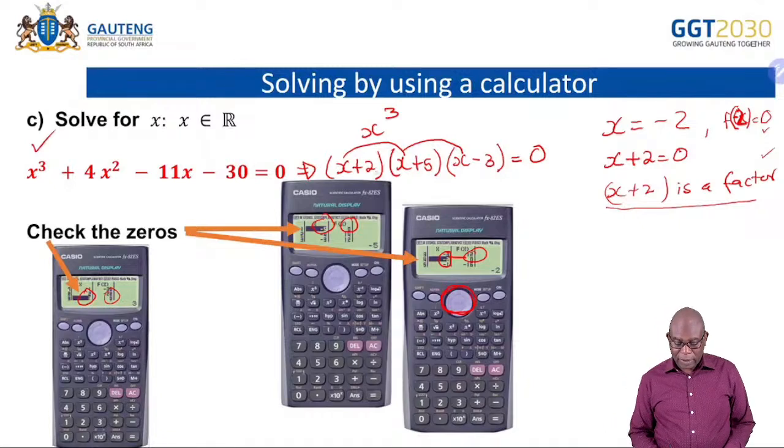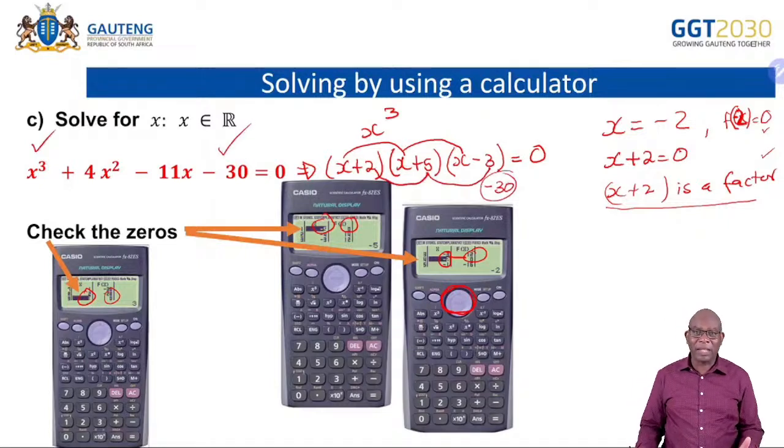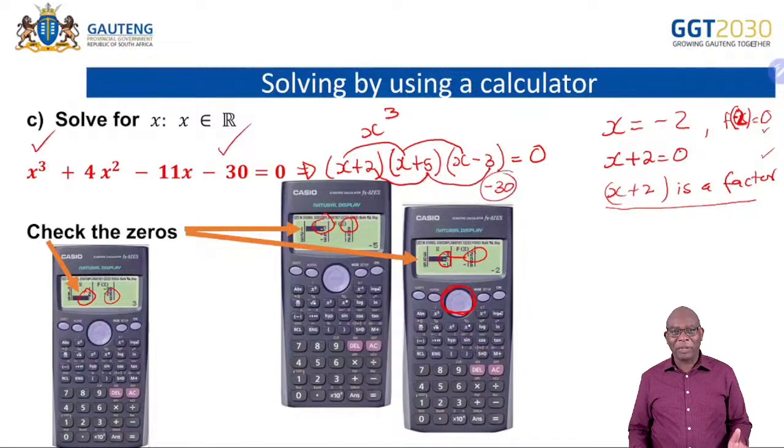Okay. Then if I multiply 2 times 5, it's 10. 10 times -3, it's -30. So that one I also have. So I'm lucky in this one because I get all the factors on my calculator. So what is left for me here? It's nothing else but to write down the values of x.